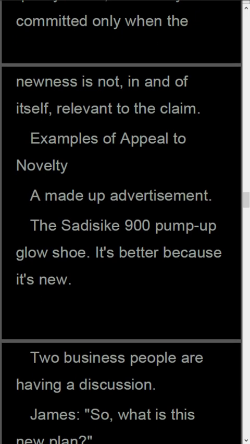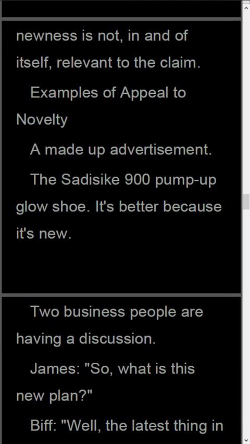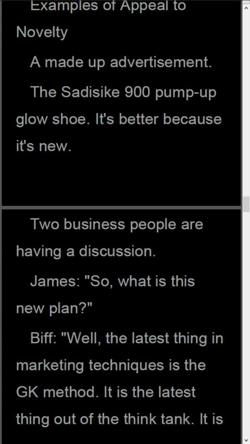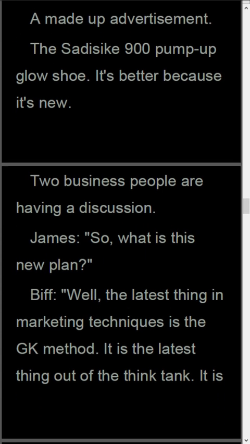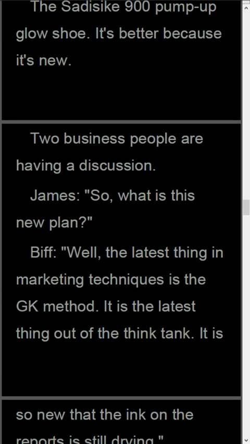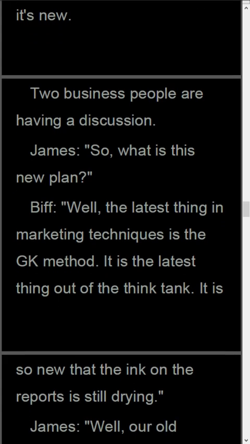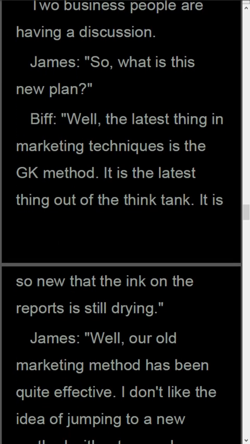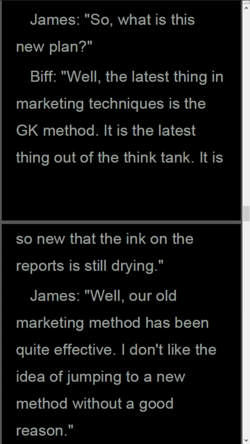Two business people are having a discussion. James: So, what is this new plan? Biv: Well, the latest thing in marketing techniques is the GK method. It is the latest thing out of the think tank. It is so new that the ink on the reports is still drying.